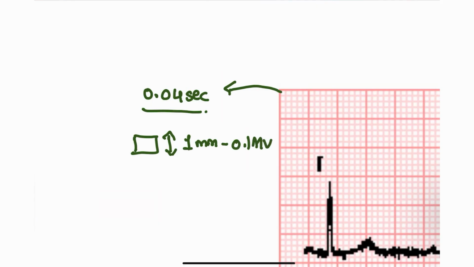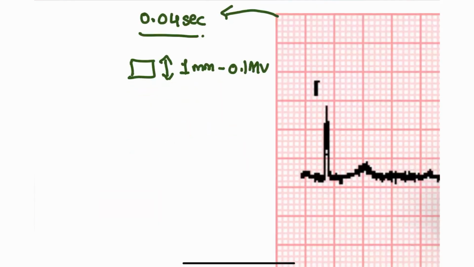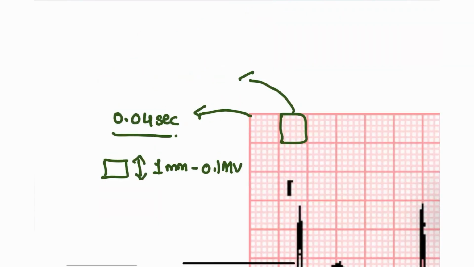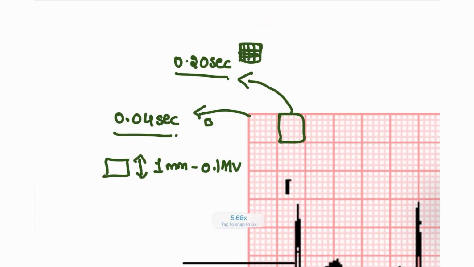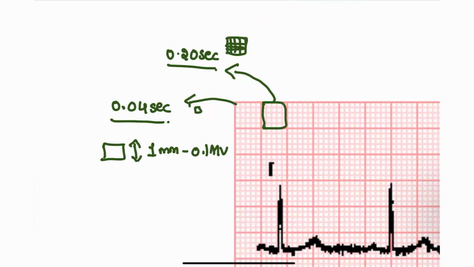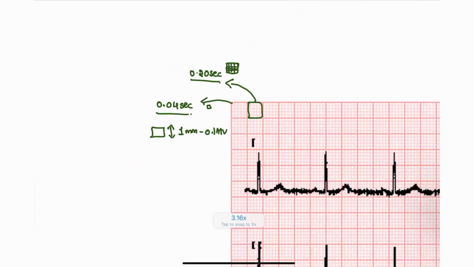Then this whole big box, how much is it going to be? This one big box is going to be 0.20 seconds, the sum of all the 0.04 seconds. This is for the small one and this is for the entire big one. This is how we are going to calculate each and every part of the ECG with these measurements.